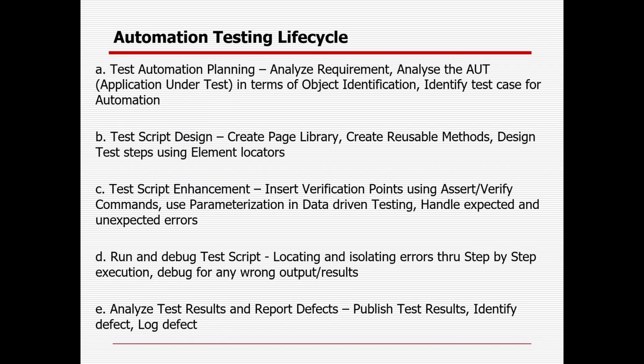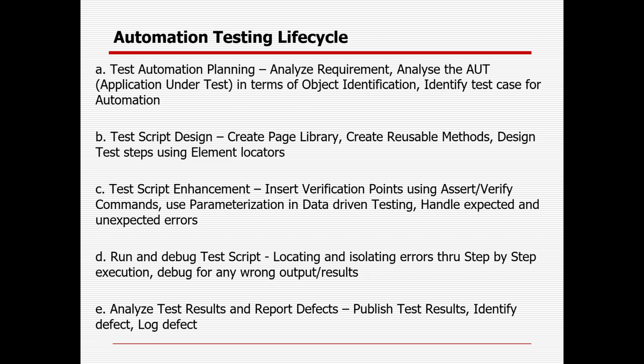So just like software development life cycle, software testing life cycle, and bug life cycle, an automation testing life cycle process is also there. There are 5 steps associated: test automation planning, test script design, test script enhancement, run and debug test script, analyze the test result and report defects.